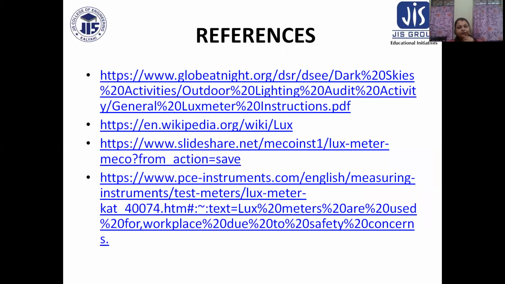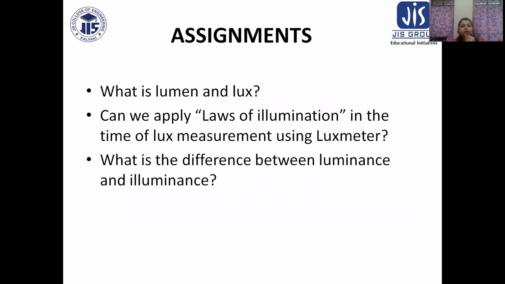So these are the references for this lux meter, and please follow these references. Now some assignments are given here, which consist of some questions. That is, what are lumen and lux? Can we apply the laws of illumination at the time of lux measurement using a lux meter? What is the difference between luminance and illuminance?